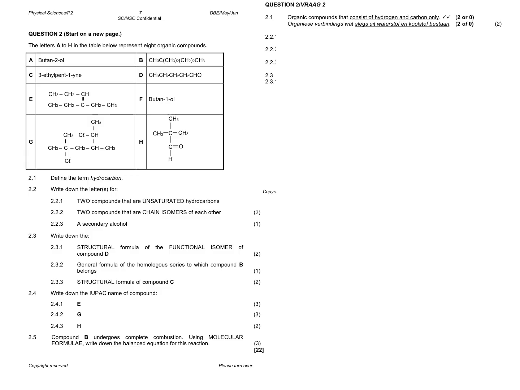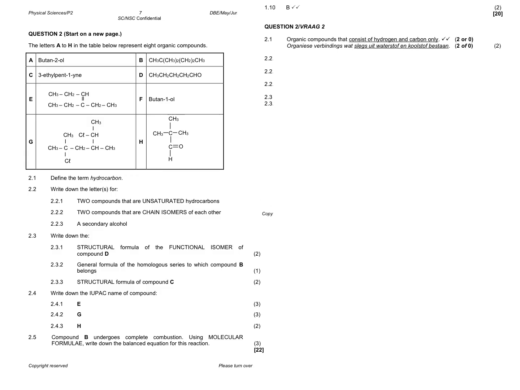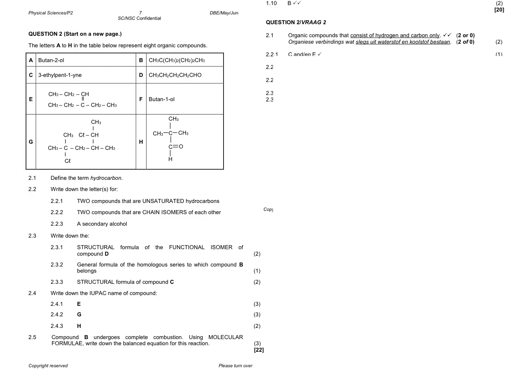The definition is it's an organic compound that consists of hydrogen and carbon only. And you get 2 or 0. And you need to say only. So it's an organic compound that consists of hydrogen and carbon only. Hydrocarbon, hydro from hydrogen, carbon from carbon. Then, for 2.2.1, they want 2 compounds that are unsaturated hydrocarbons.